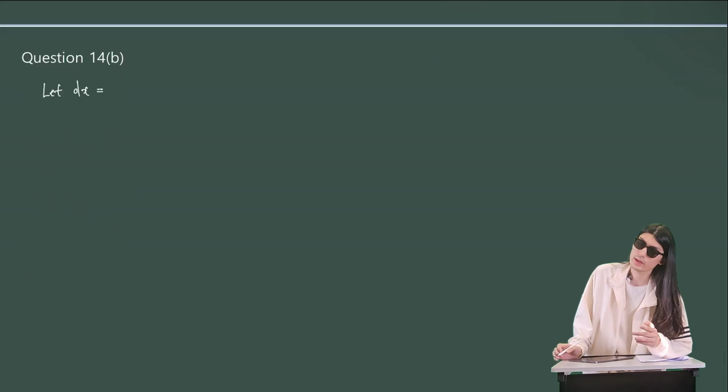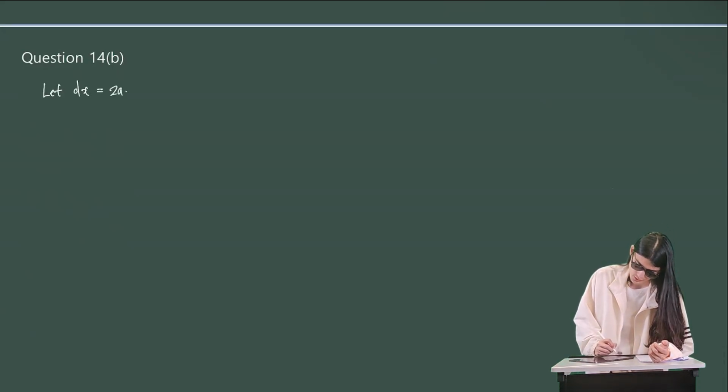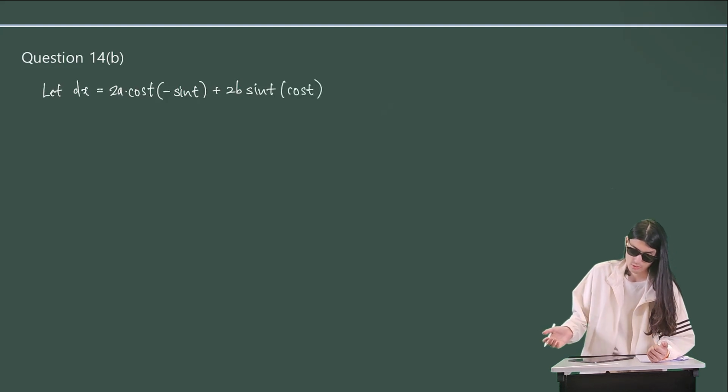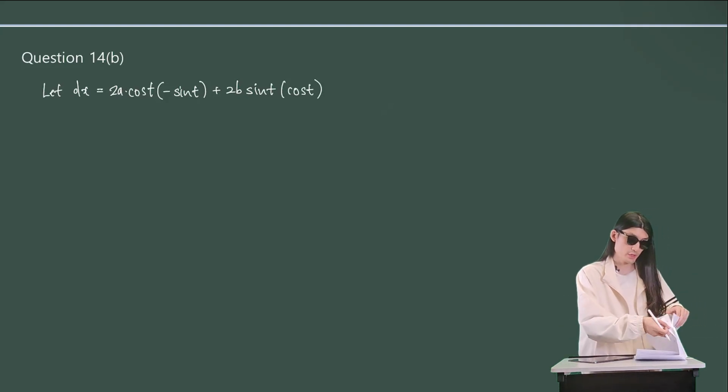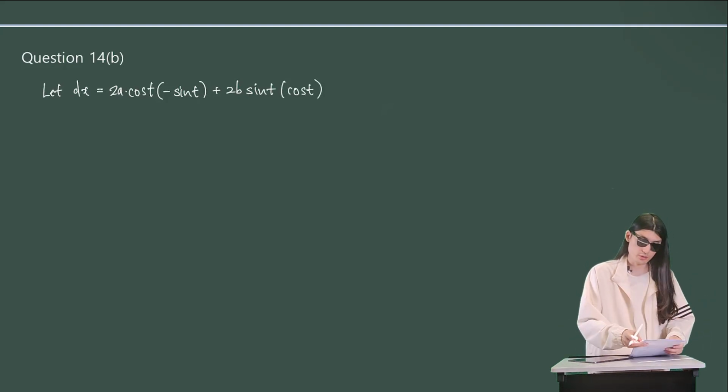Cosine squared and sine squared are differentiated using the chain rule, respectively. So 2a cosine, lower the power by 1, and then multiply this by the derivative of cosine, which is negative sine, plus 2b sine, lower the power by 1 once again, multiply by the derivative of sine, which is cosine. Okay? Chain rule for the differentiation of dx, essentially.